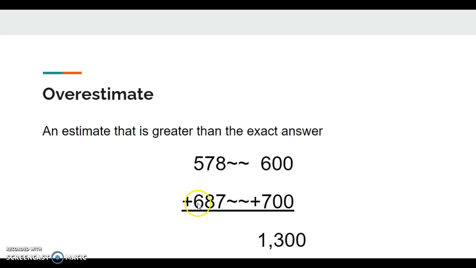Looking here, again, I'm rounding to the hundreds because they are both in the hundreds. So I look next door, and this is 5 or more, meaning the 6 turns to a 7, because 687 is closer to 700 than it is to 600. So 600 plus 700 is 1,300. Now, this 1,300 is going to be more than the actual answer because both of those addends got overestimated. I rounded them up, and so that is going to be an overestimate.